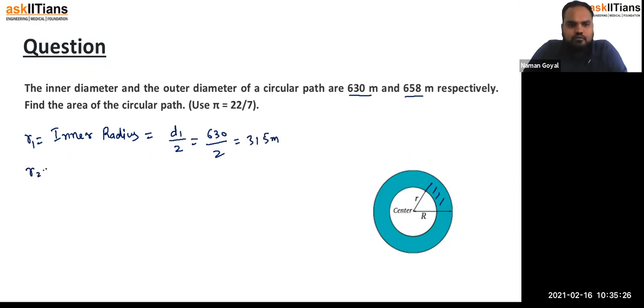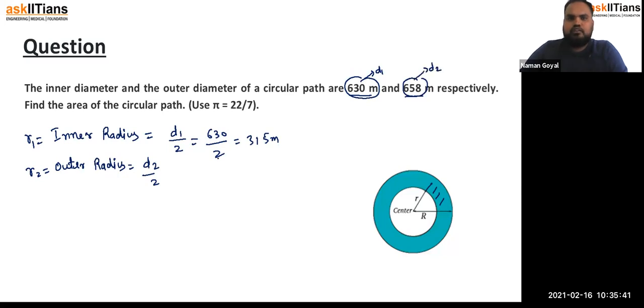And r2 is the outer radius. I just take this quantity as d1 and this quantity as d2. So the outer radius is d2 by 2, because half of the diameter is the radius, right? So it becomes 658 upon 2. If you calculate 658 divided by 2, how much did you get? 329 meter. Now we know the formula.